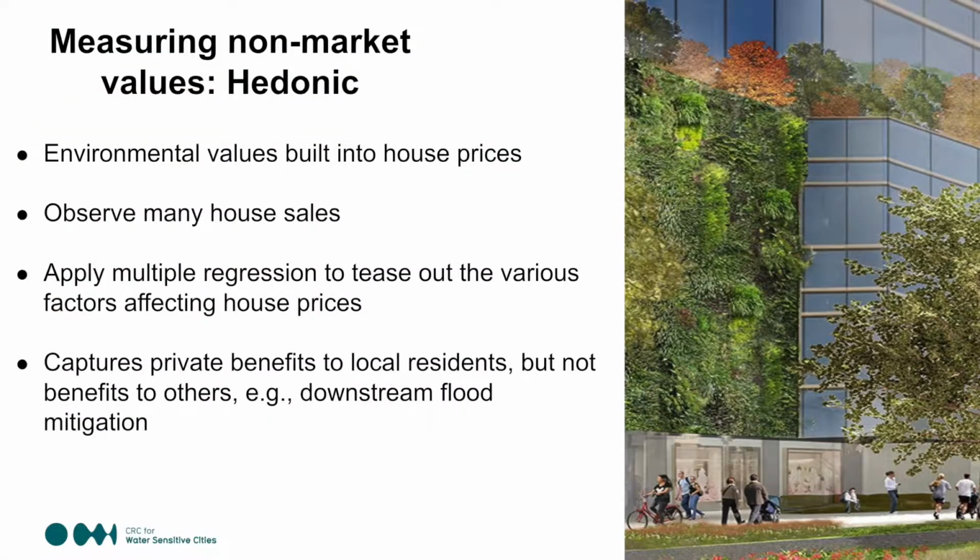So it captures the private benefits of local residents, but it doesn't capture all types of benefits. For example, what's the benefit or the impact happening outside of that local region, for example, downstream flood mitigation.